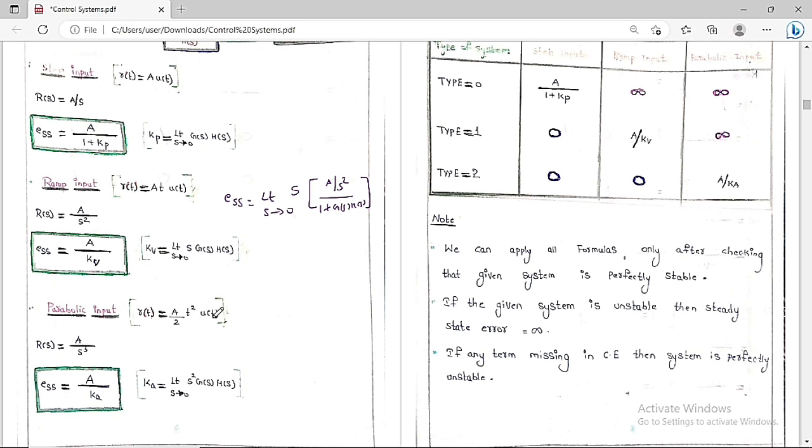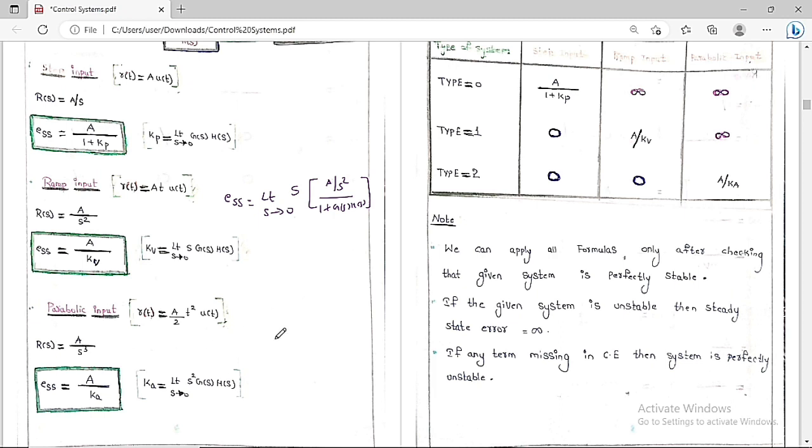So this is the parabolic input, which is R of t is equal to A by 2 into t square into U of t. So this is the standard format. Always you have to remember, R of t is equal to A by 2 into t square into U of t. Then what is the Laplace transform of the input? R of s is equal to A by s cube, that we are going to get here.